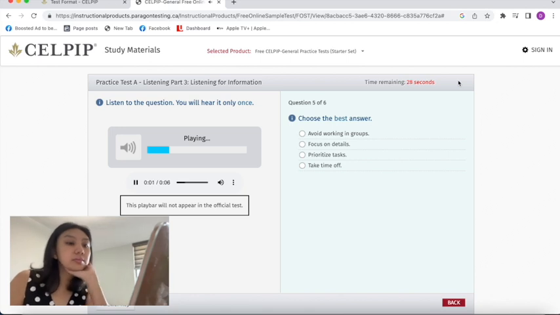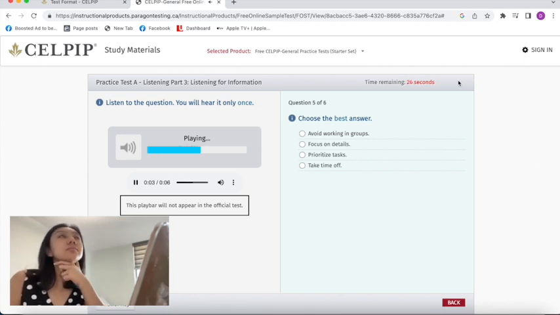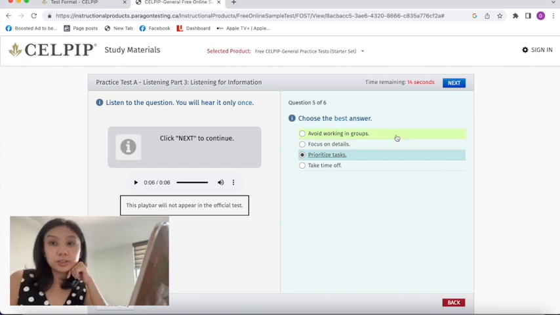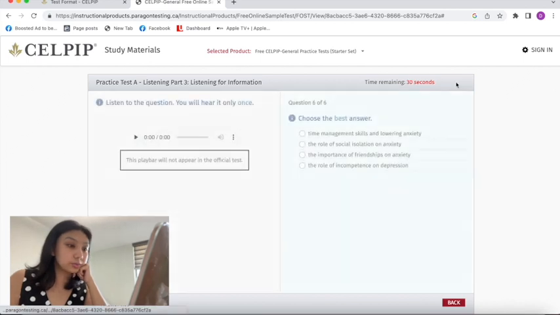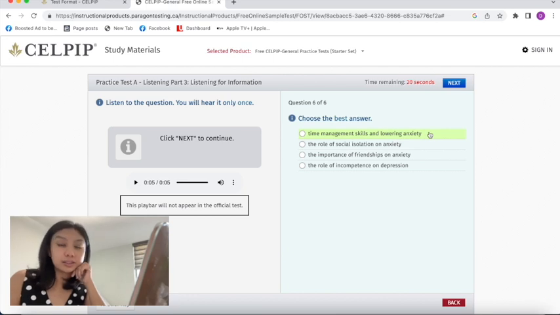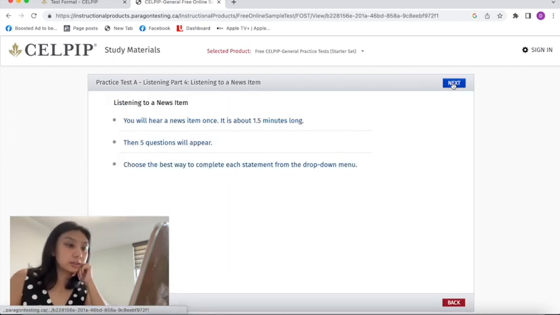Question 5. What does the woman suggest perfectionists should do? So what should they do is take time off, she didn't say that. Prioritize tasks, she did say that. And these two are the opposite of her recommendation for perfectionists to do. Question 6. What is the focus of the woman's next project? Time management skills and lowering anxiety. She said that towards the end.